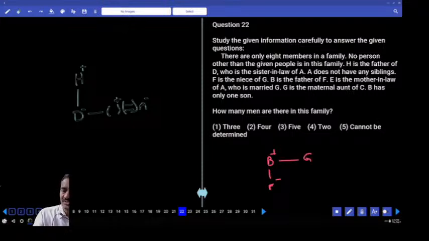That means G is brother's daughter. And E is the mother-in-law of A. This E is the mother-in-law of A, and H and E are a married couple. A is married to G. Now G's brother is B, and brother's daughter is F.